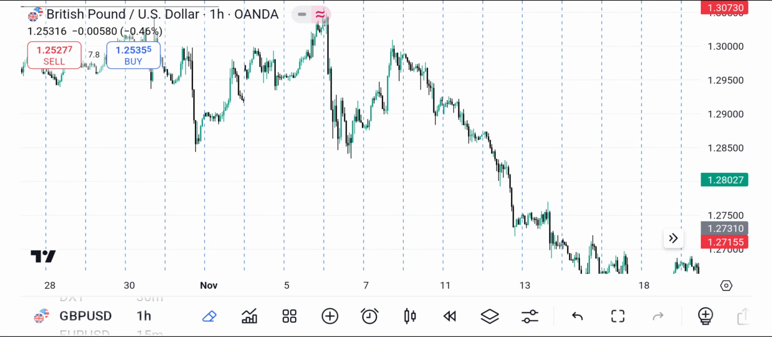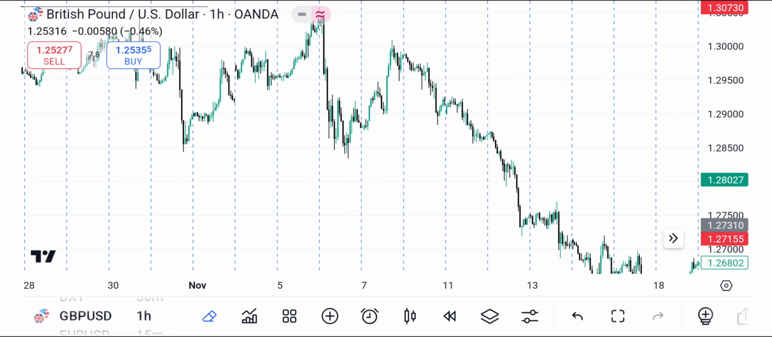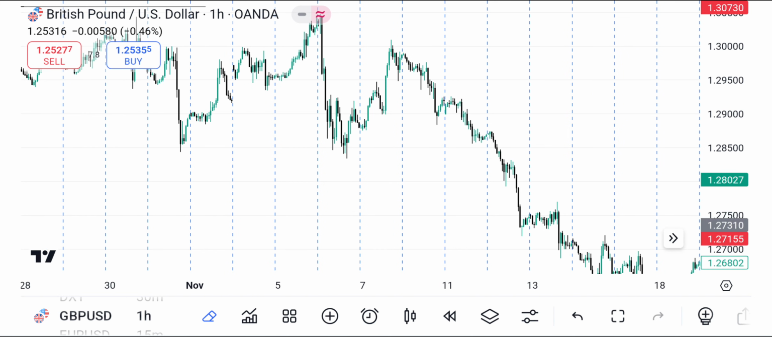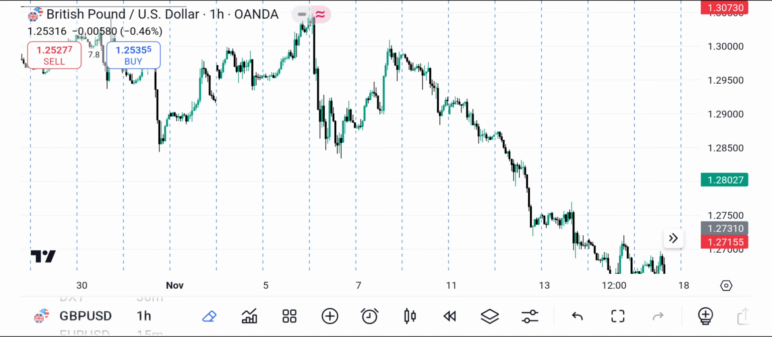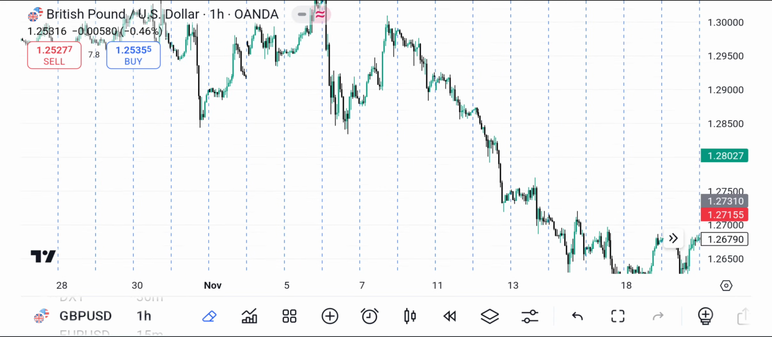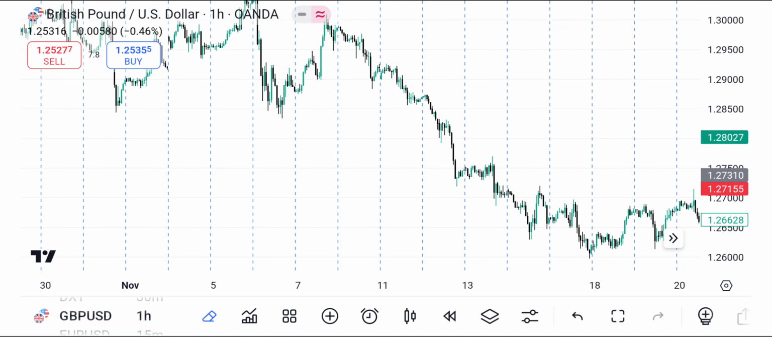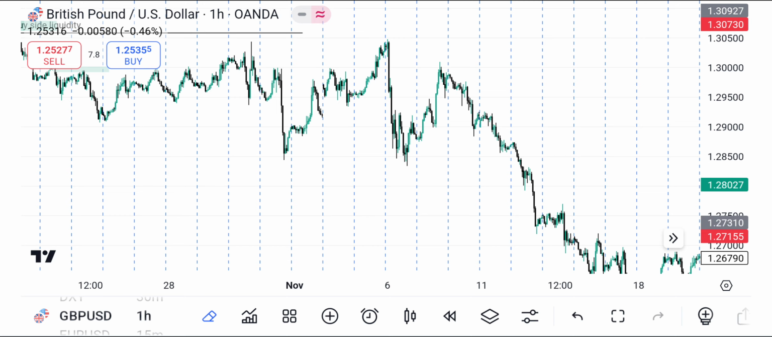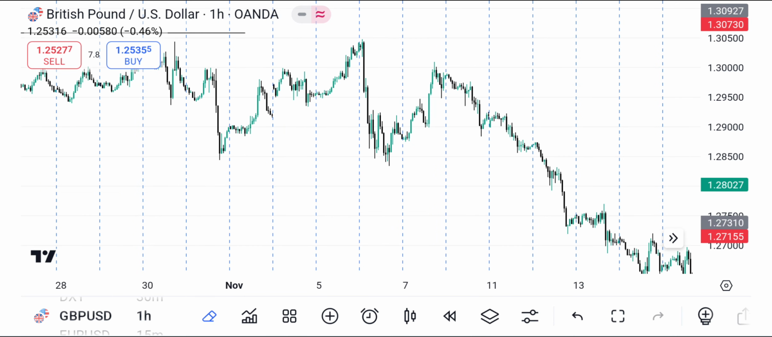Okay, hello guys. So today I just want to show you a quick recap on the trades I took last 2 days. Last week, I mean. So this is on GBPUSD 1 hour time frame. Alright. You can see, first thing when I open my phone, I just want to show you how I trade, okay?